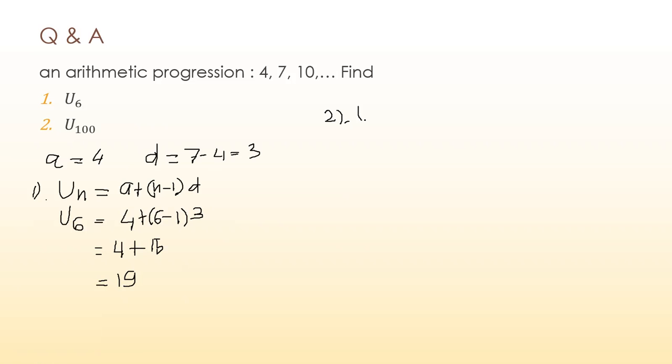I'm going to find U100. U100 equals 4 plus 100 minus 1 times D, times 3, it means. Okay. And this one becomes 4 plus 99 times 3. And it becomes 297. Sorry. 297. Okay. 297 plus 4 equals 301. Very simple, I think. Next.